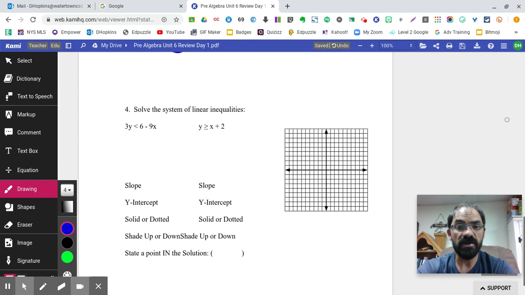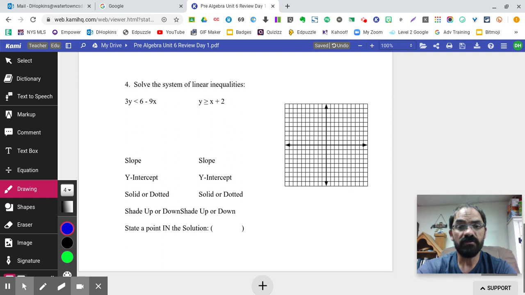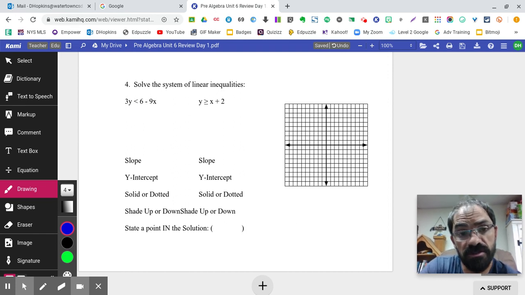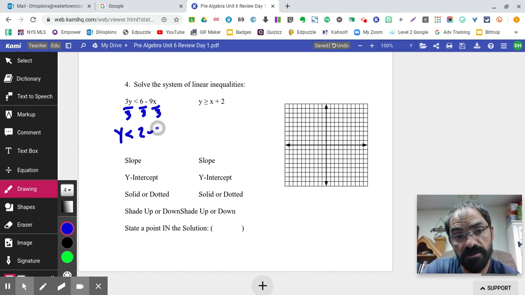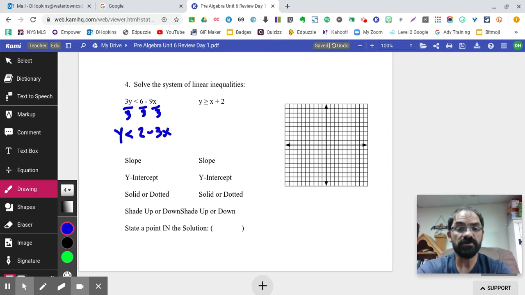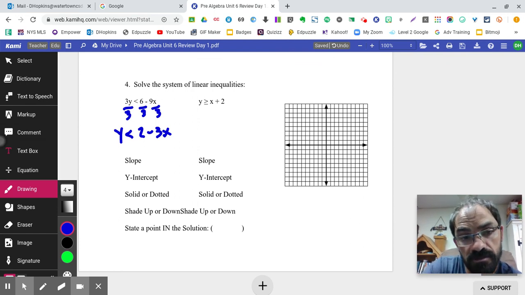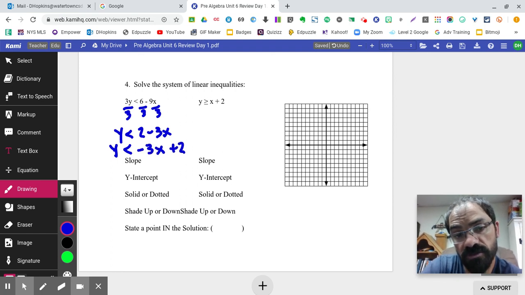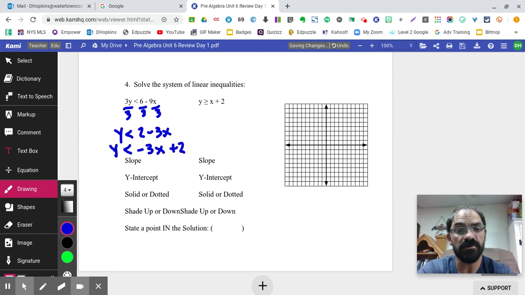And lastly, graphing inequalities. Same thing, I treat the inequality as if it was an equation, meaning I have to get y by itself. So let's divide everything by 3. I get y is less than 2 minus 3x, but I don't like how that's written, so I'm going to put it in the form y equals mx plus b. So y is less than negative 3x, and that's a positive 2. So I'm just going to switch them around because it's easier to graph.